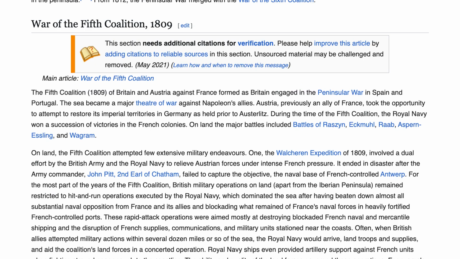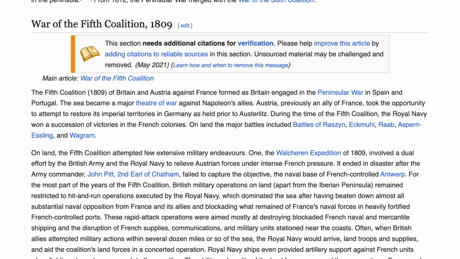War of the Fifth Coalition, 1809. The Fifth Coalition, 1809, of Britain and Austria against France formed as Britain engaged in the Peninsular War in Spain and Portugal. The sea became a major theatre of war against Napoleon's allies. Austria, previously an ally of France, took the opportunity to attempt to restore its imperial territories in Germany as held prior to Austerlitz. During the time of the Fifth Coalition, the Royal Navy won a succession of victories in the French colonies. On land, the major battles included battles of Raschen, Eckmühl, Raab, Aspern-Essling, and Wagram.